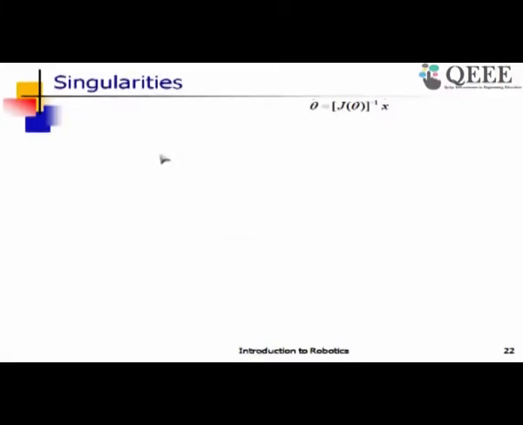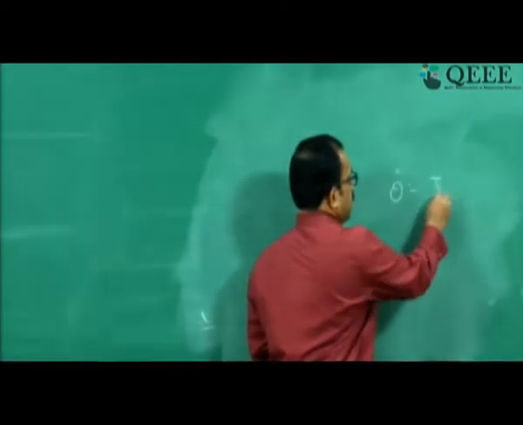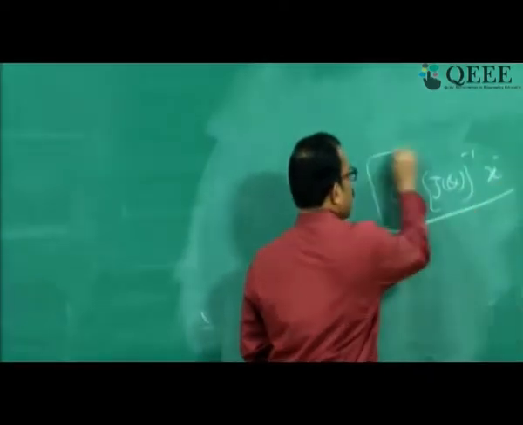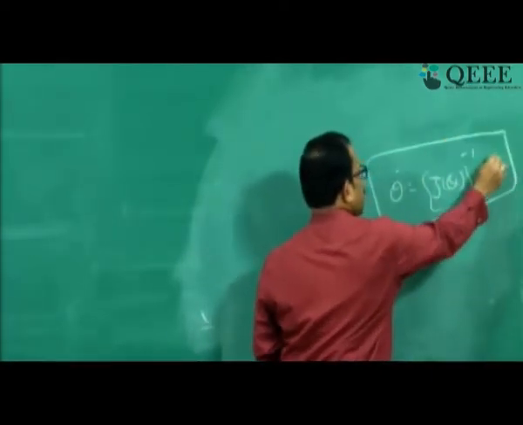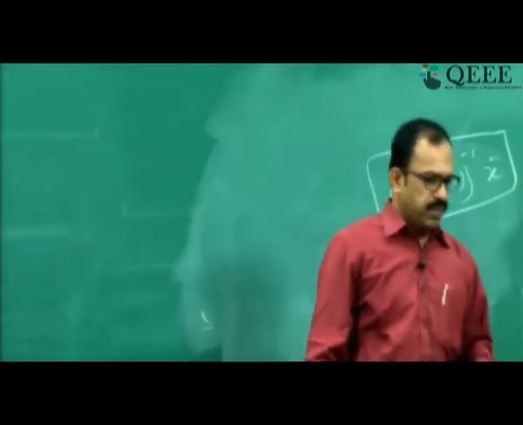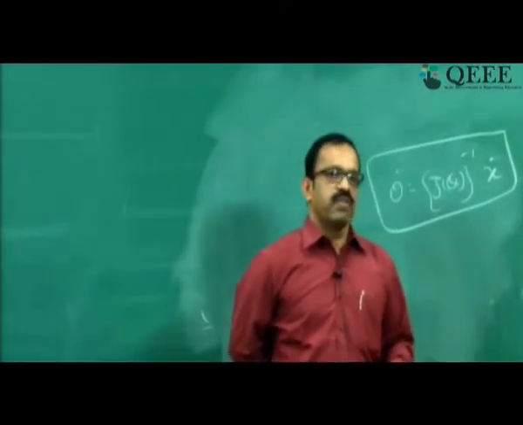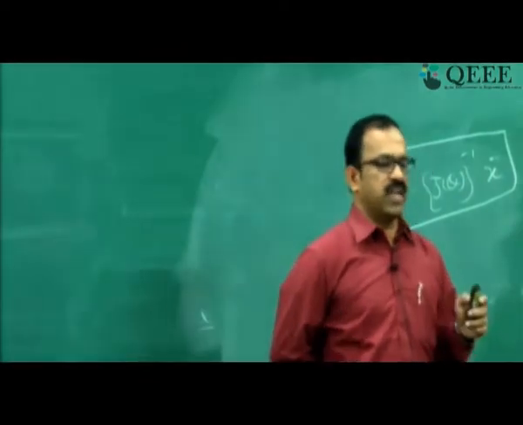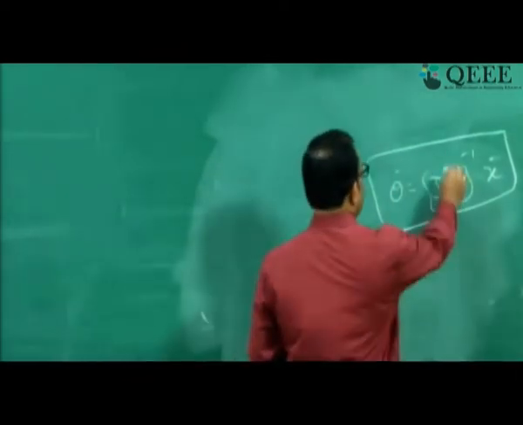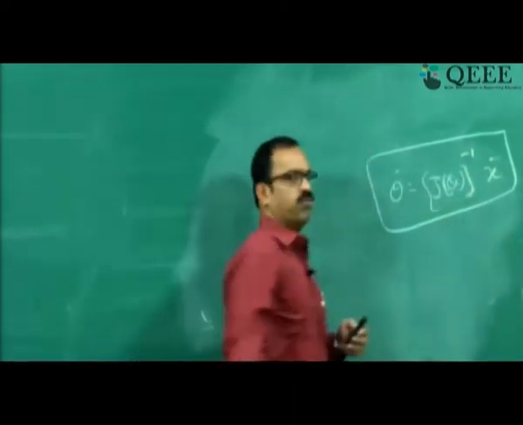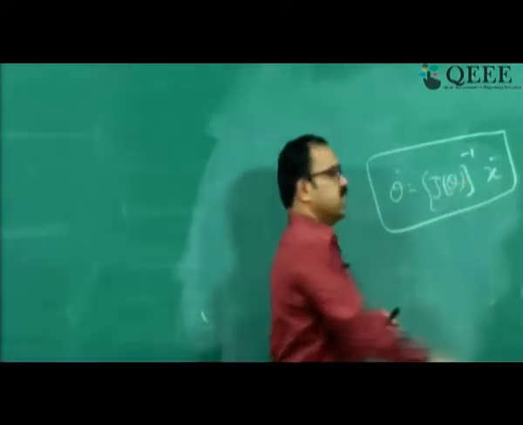When we talk about the Jacobian, we always talk about a term called singularity. Theta dot is given as J theta inverse times x dot, but it is not always possible to have this relationship. The joint space velocity theta dot is given as J theta inverse x dot, and one of the problems in solving for joint velocity is the non-existence of the inverse. In some cases you will see that this inverse does not exist for various reasons, so you are not able to get J theta inverse.